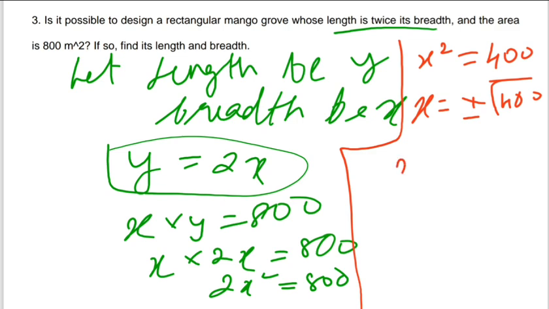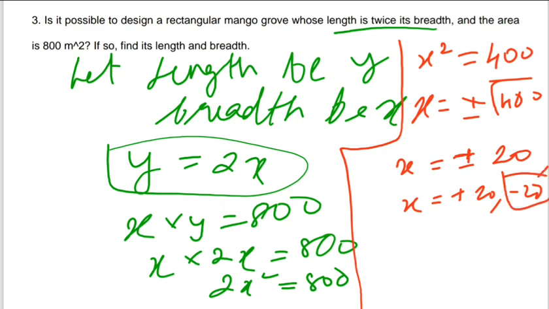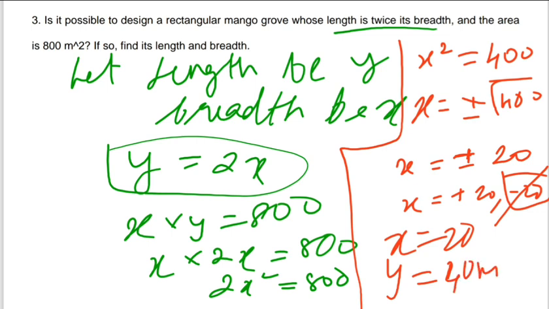And we can further simplify it. x is equal to plus or minus 20, since root of 400 is 20. So x will be equal to plus 20 and minus 20. So this is our answer. But no length can be taken as a negative value, so you can simply neglect the value of minus 20. So x will be equal to 20, and y is 2x, 2 into 20 is 40. So breadth is 20 meters and length is 40 meters. So we have found that.